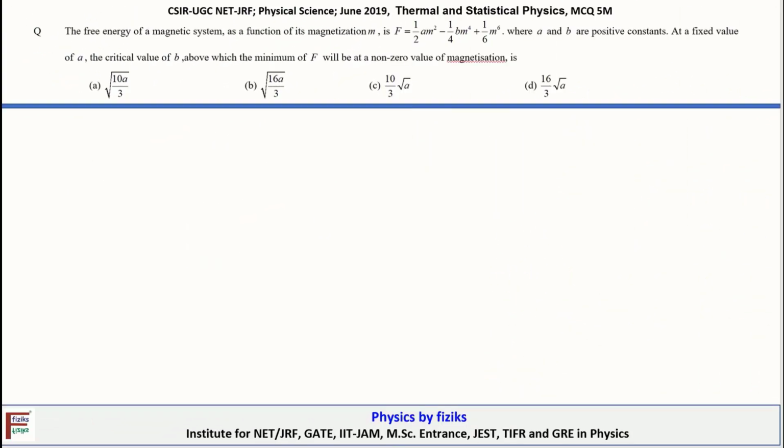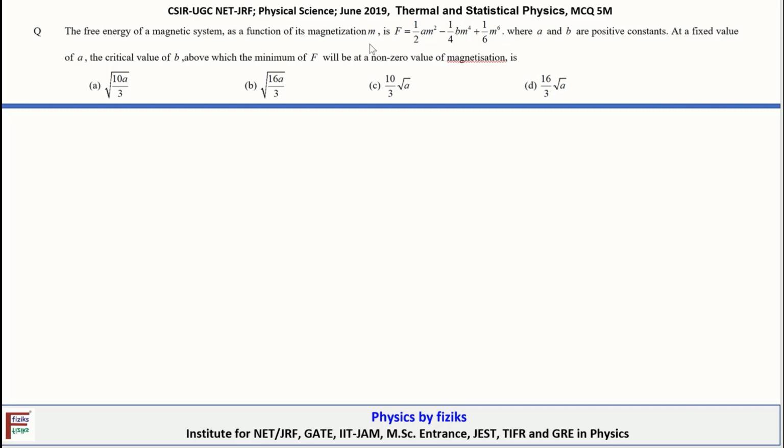So let's continue with the next problem. The statement is: the free energy of a magnetic system as a function of its magnetization M is given by this expression F equal to 1 by 2 A M square minus 1 by 4 B M4 plus 1 by 6 M6, where A and B are positive constants. So at a fixed value of A, the critical value of B, above which the minimum of F will be at a non-zero value of magnetization, is. So we have to determine the value of B which will satisfy the given conditions.